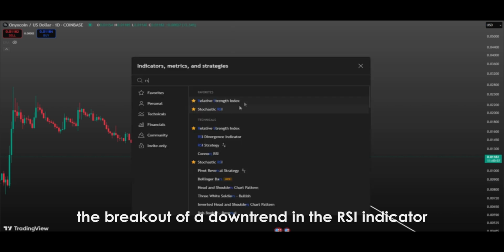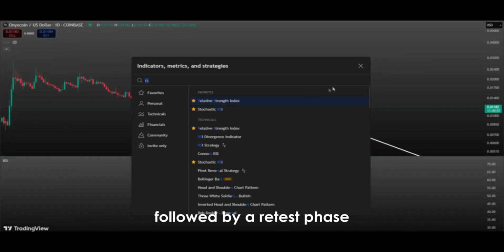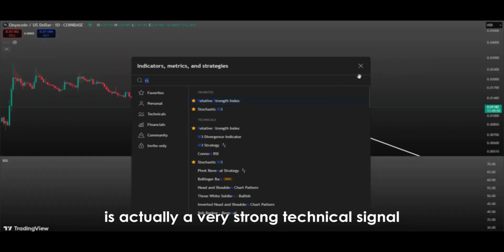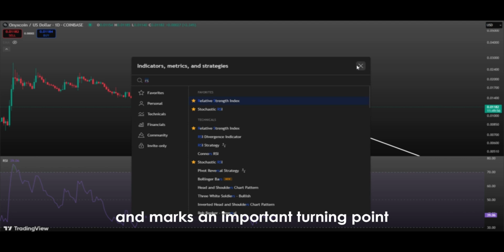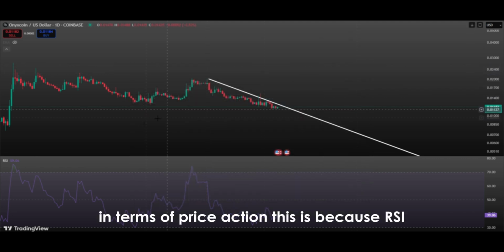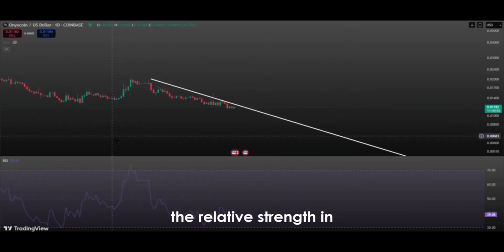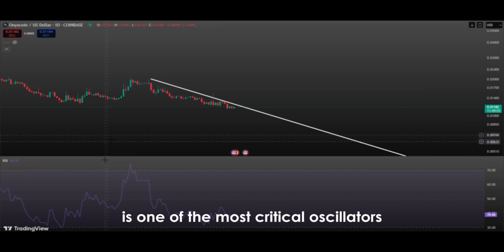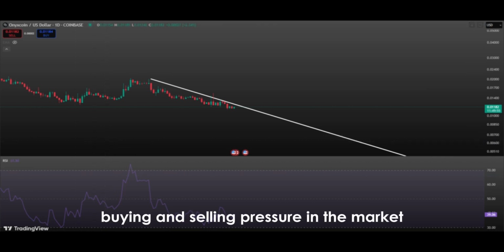The breakout of a downtrend in the RSI indicator, followed by a retest phase, is actually a very strong technical signal and marks an important turning point in terms of price action. This is because RSI, the Relative Strength Index, is one of the most critical oscillators that helps us read buying and selling pressure in the market.